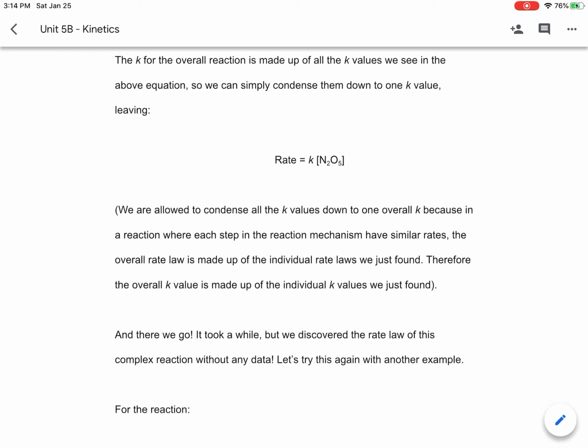So it was a really long and complex way of saying we've got to make sure we account for equilibrium, and we've got to make sure that we do not use equilibrium to determine rate law.